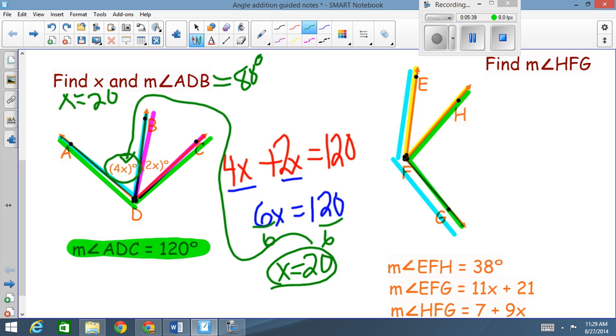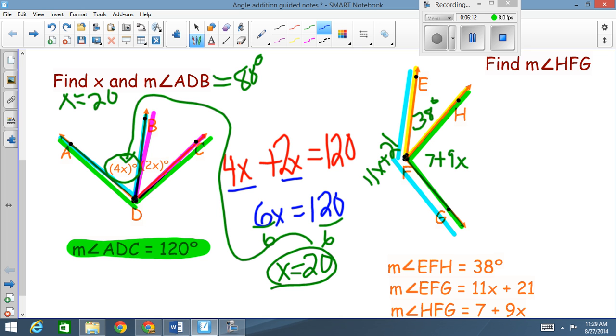They tell me that EFH is 38 degrees. So I'm going to put that right in here. 38 degrees, EFH. They tell me EFG, the whole thing, is 11x plus 21. So I'm going to put this over here, 11x plus 21. That's for the whole thing, the blue angle. And then they tell me that HFG is 7 plus 9x. I'm going to put that right in here. So labeling my picture helps me set up my equation.